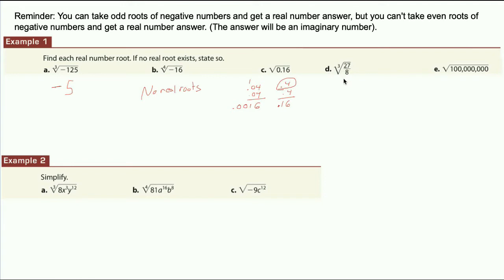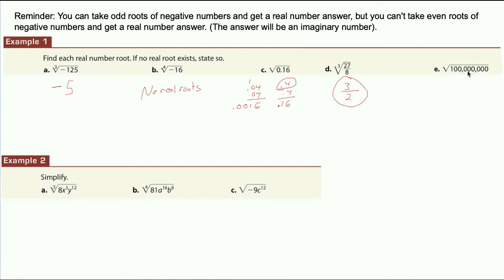The cubed root of 27 is 3, and the cubed root of 8 is 2. And if we think through this to check it, we would do 3 halves times 3 halves times 3 halves, which does give us 27/8.